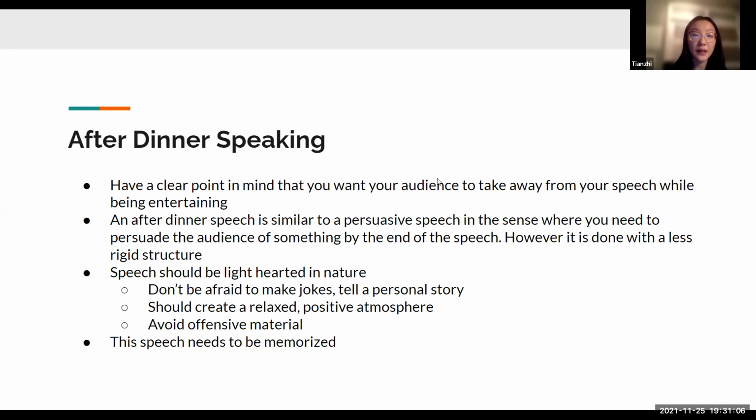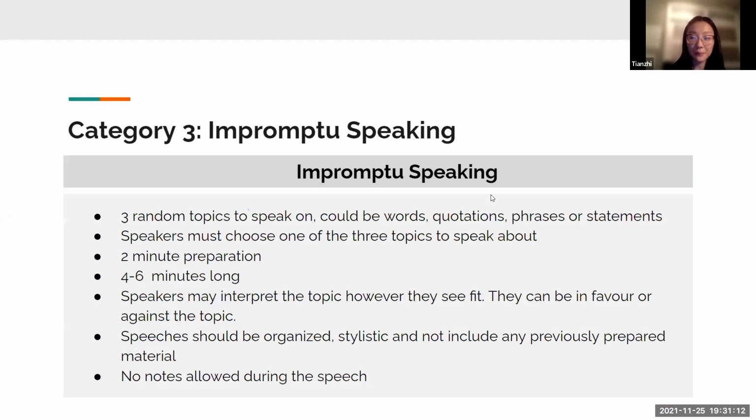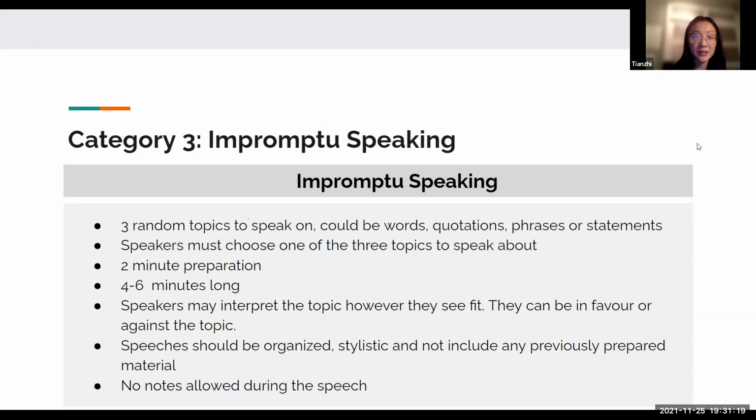Okay, so that's after dinner speaking. Last category is impromptu speaking. Impromptu speaking is going to be very different from the other two categories, which is speaking on the spot. That's basically what impromptu speaking means, is speaking on the spot with very little time to prepare.